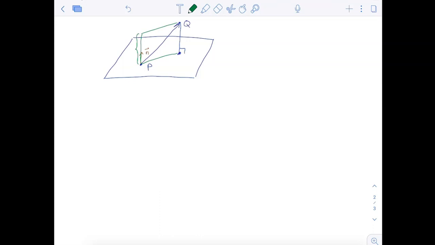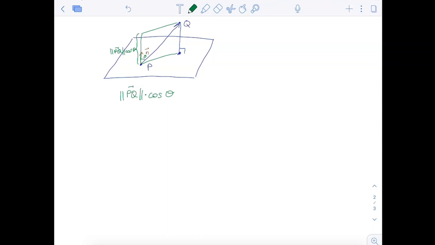Now we know that, given theta, an angle between n and PQ, this is going to be the norm of PQ times cosine theta. This is norm of PQ cosine theta. So this is what we're looking for.